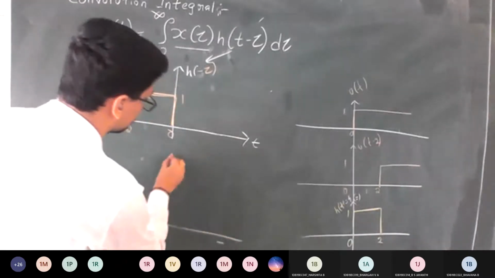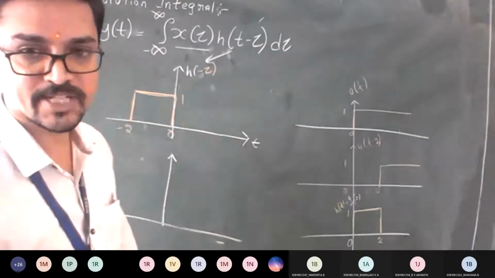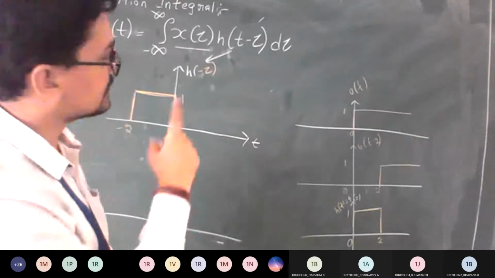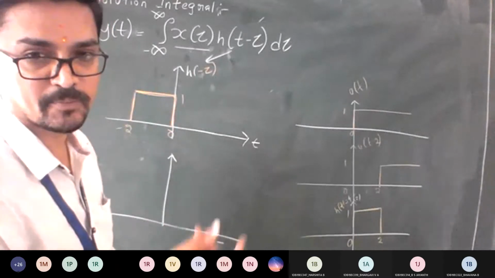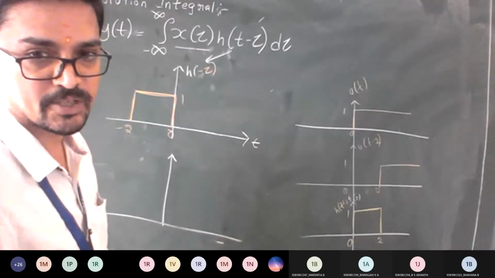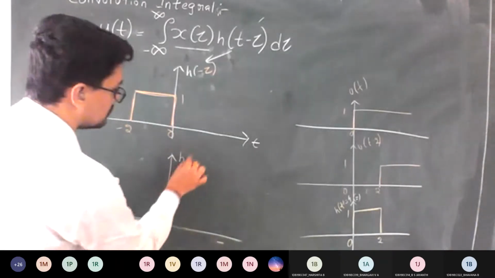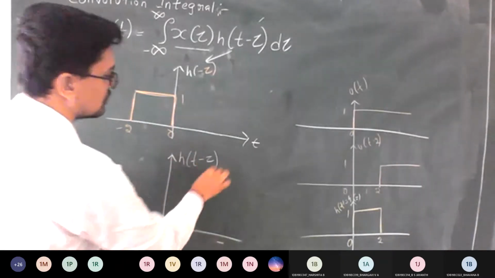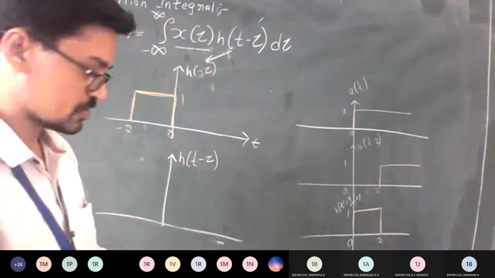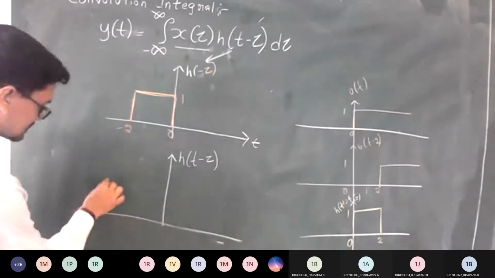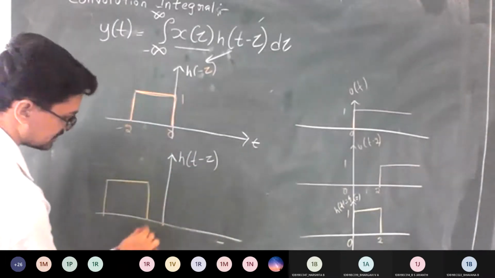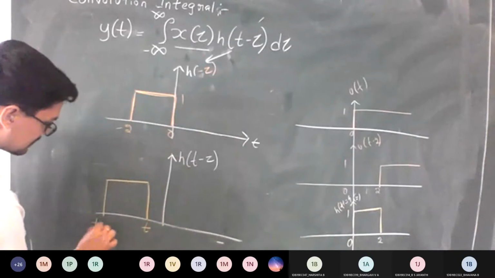So now, after knowing h of minus 2, I want t minus 2. I already taught you how to plot t minus 2, right? You can give 1, 2, 3, and so on. So in general, how does this h of t minus 2 look? Is it like this? I'm giving the generalized value t minus 2.